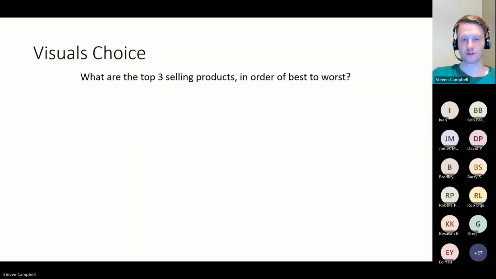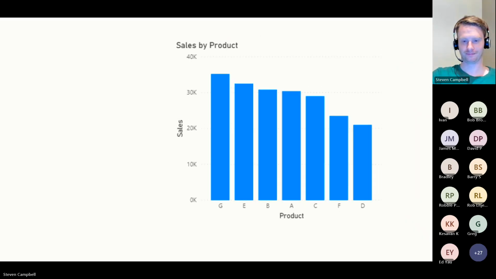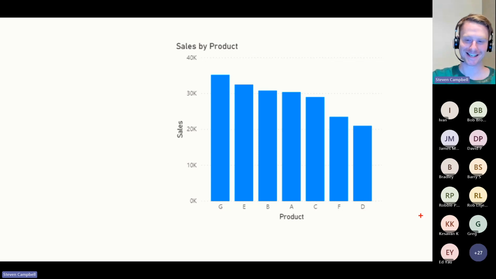Last one, top three selling, best to worst, right? So the best, second, the third worst. And feel free to type, but I'm going to tell you the answer here. It's GEB, right? The best selling is G, so number 1, 2, 3. It's ordered for us. You can't order a pie chart, really. And if you did, you wouldn't really know where to start.